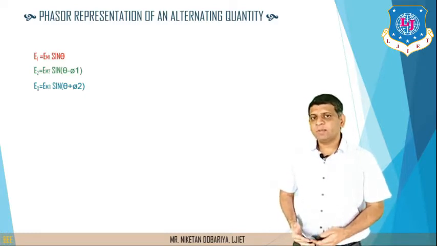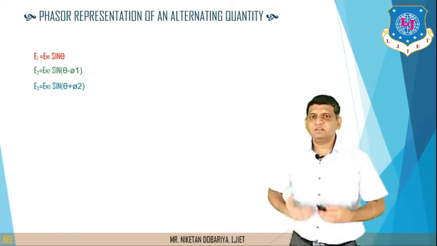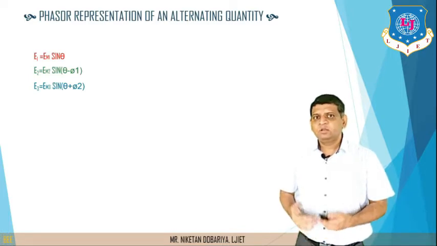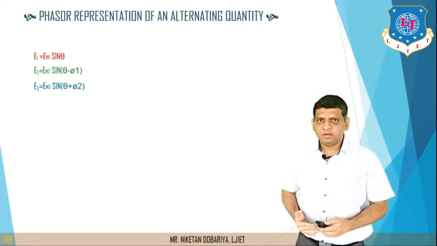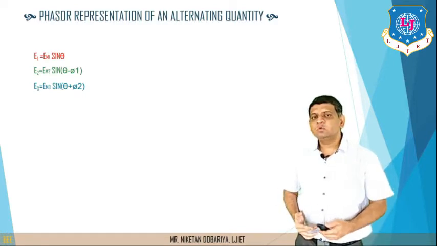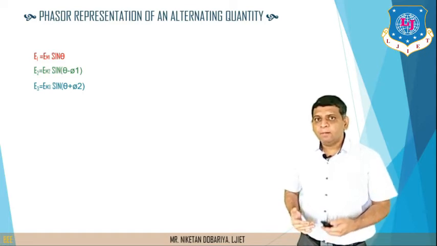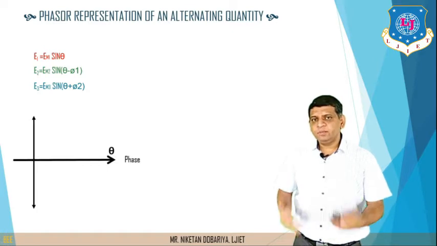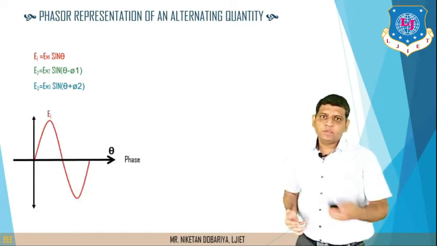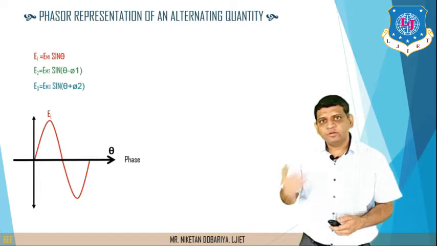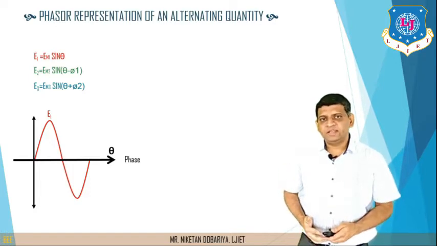With this respect, if I am going to take another signal, that is E2 is equal to Em2 sine (theta minus phi 1), let's say. In the same way, if I'm taking the third signal, E3 is equal to Em3 into sine (theta plus phi 2), right? If I want to represent this in terms of the waveform, there is a sinusoidal signal e1 having the magnitude of plus Em1 in the positive half cycle, minus Em1 in the negative half cycle.